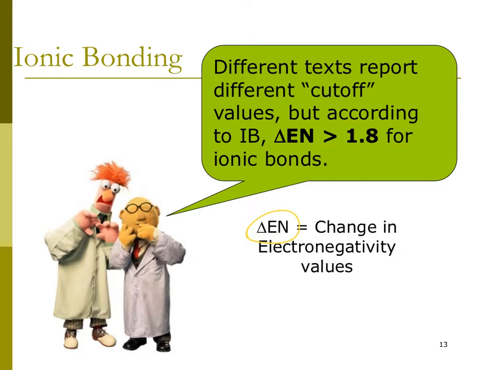According to IB, the electronegativity difference is exactly 1.8. So you're going to have to be a little bit flexible depending on the intent and purpose of why you need the difference in electronegativity. For your IB test, you need to go by an electronegativity difference of 1.8 and above would be considered an ionic bond.